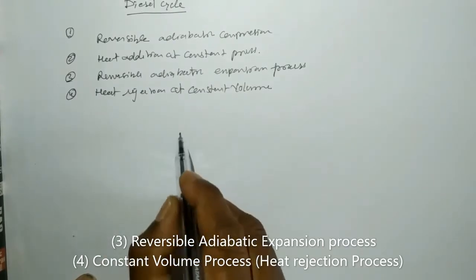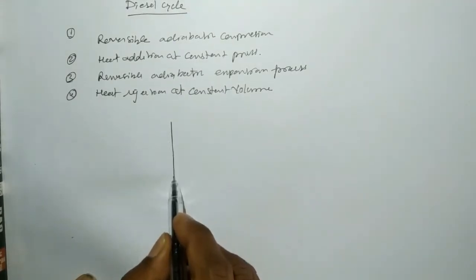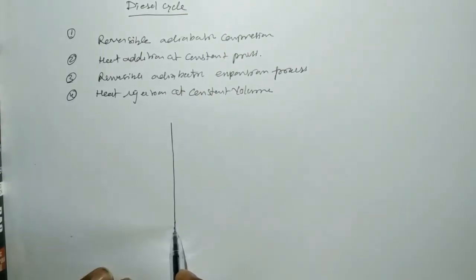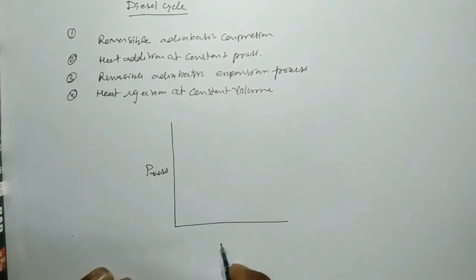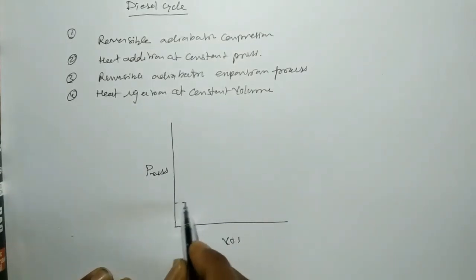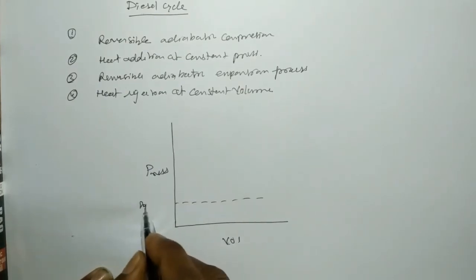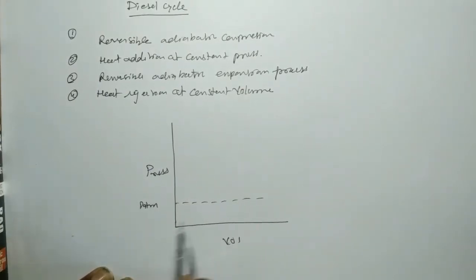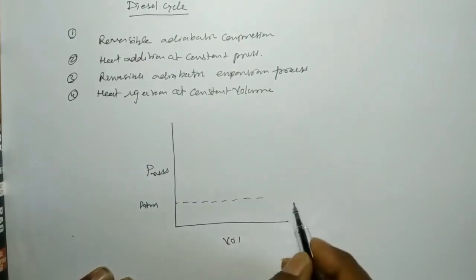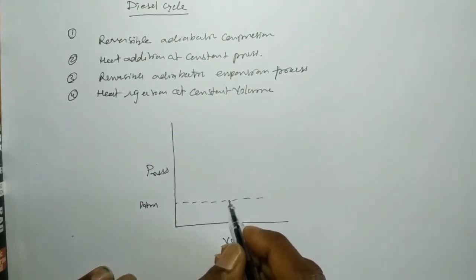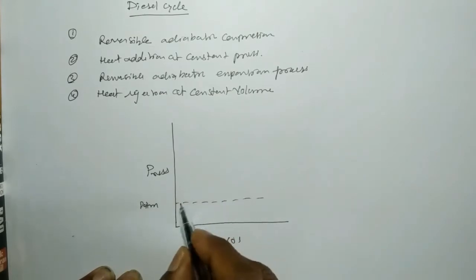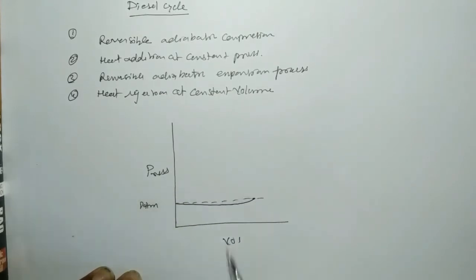If we draw the PV diagram, look, this is a pressure volume diagram. P is atmospheric pressure. What will happen if the suction occurs? The pressure inside the cylinder is reduced below the atmospheric pressure, as a result of which the air is introduced in the cylinder. This is 0 to 1, that is known as the suction process.